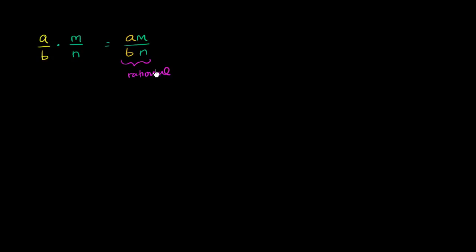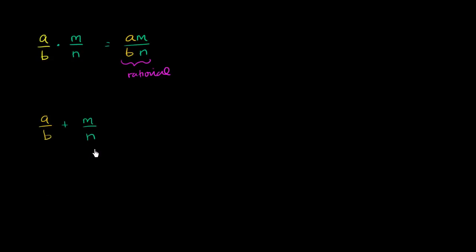So if you give me the product of any two rational numbers, you're going to end up with a rational number. Let's see if the same thing is true for the sum of two rational numbers. So let's say my first rational number can be represented as a over b, and my second rational number can be represented as m over n. Well, how would I add these two?